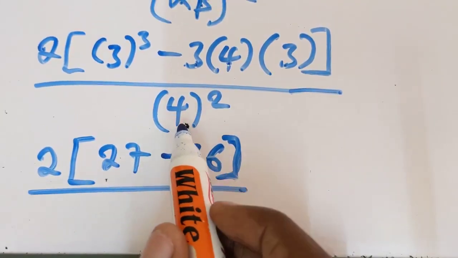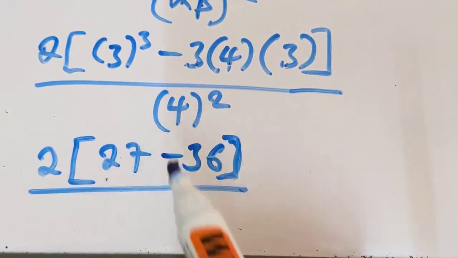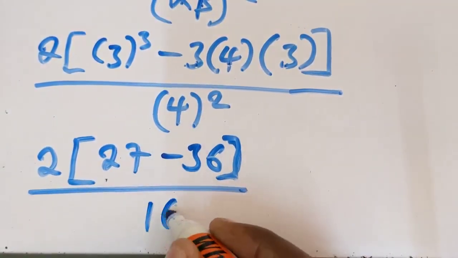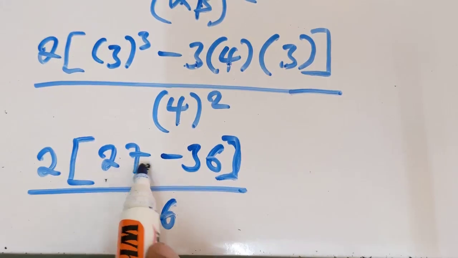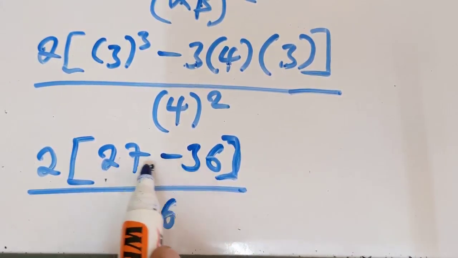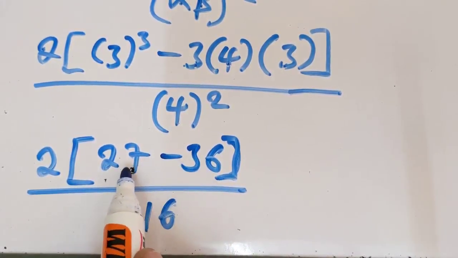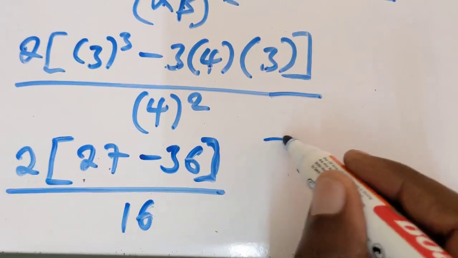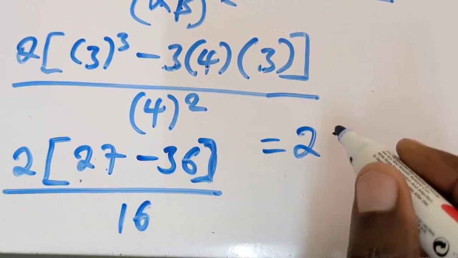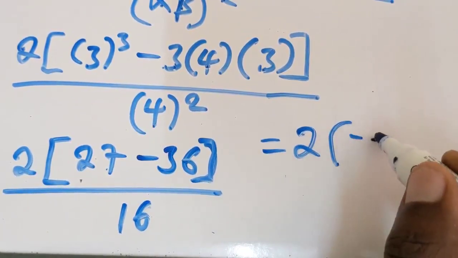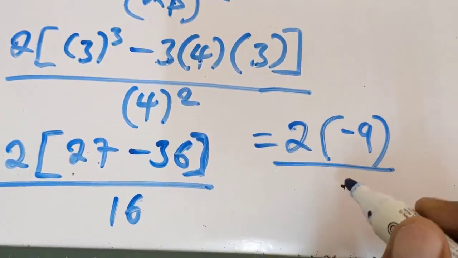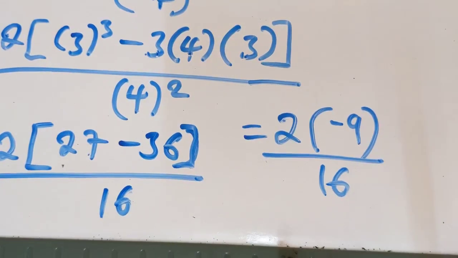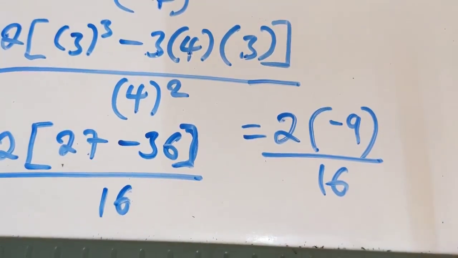This is 4 times 4, that is 16. So you put over 16. So you know that this part here is 27 minus 36, it is negative 9. So we go here, we just put 2 outside. Then there's negative 9, then there's 16 here.